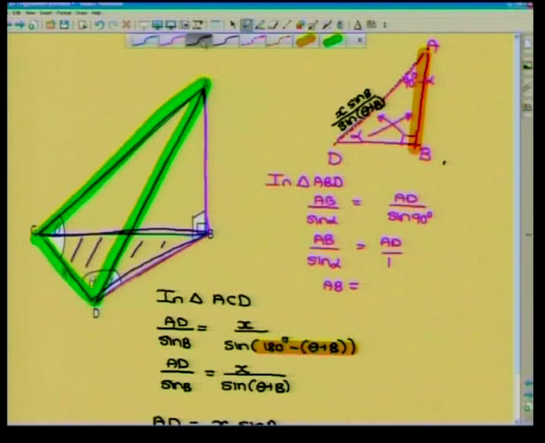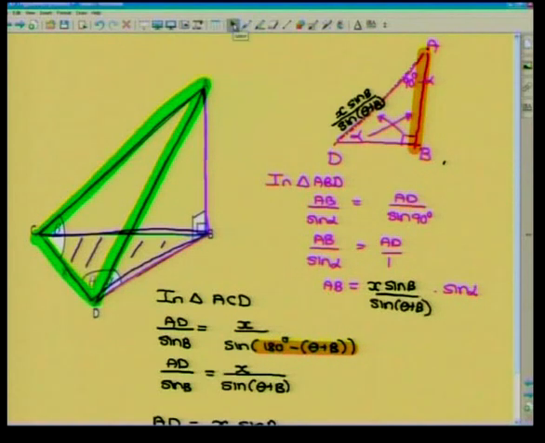Now at this stage it's a good time to put the AD in. So it's x sine beta over sine theta plus beta. And we can now times across by the sine alpha. Okay, so at this stage we have this. Let's see if we can do the same trick we did earlier on. Doesn't look like it's going to oblige me, but let's just look at this. Remember what it says: it's x over sine beta, sine theta plus beta, sine alpha.